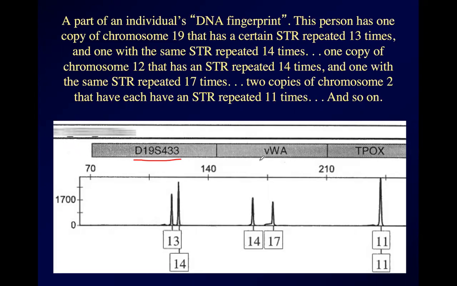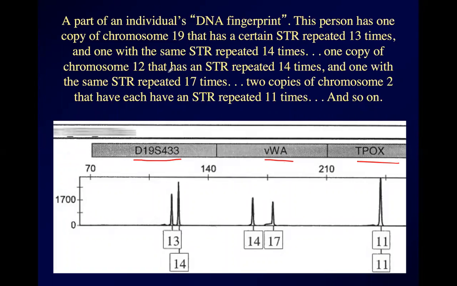Okay, over here on chromosome 12, he's got an area called VWA. And at the VWA location on chromosome 12, one of his chromosomes has 14 repeats, and the other one has 17 repeats. And then over here, he's got TPOX, and it just so happens that both of his chromosome number 2s have 11 repeats at the TPOX location, and so on.